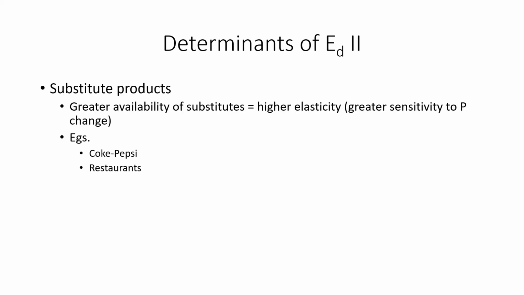The second determinant is substitute products. The greater the availability of substitutes, the higher the elasticity will be. So, for example, automobiles are highly elastic products, because you have any number of competitors within a particular class. Just recently, I went and investigated the small pickup truck class. I ended up with the best truck I've ever had, a Nissan Frontier. But I investigated Chevy Colorados. I investigated GMC Canyons. I investigated Honda Ridgelines. I investigated a whole bunch.